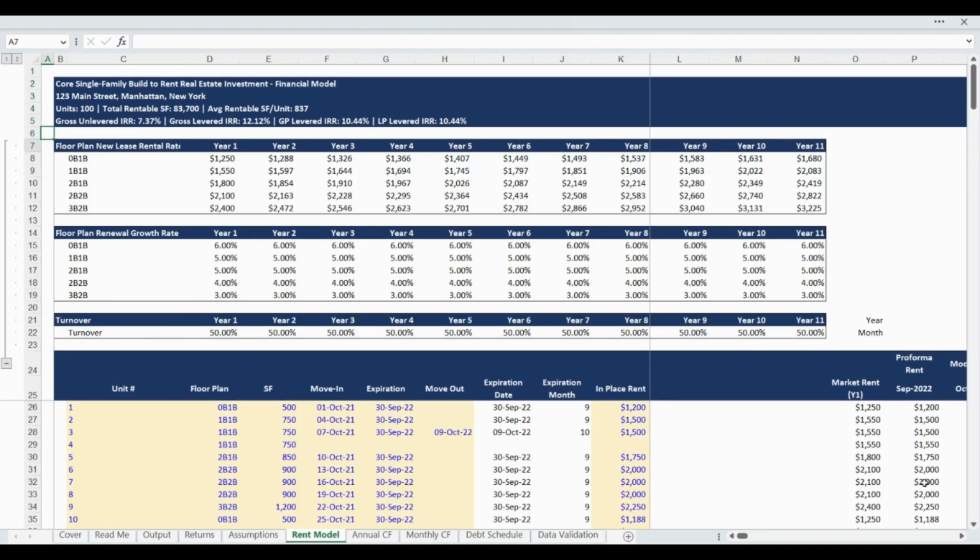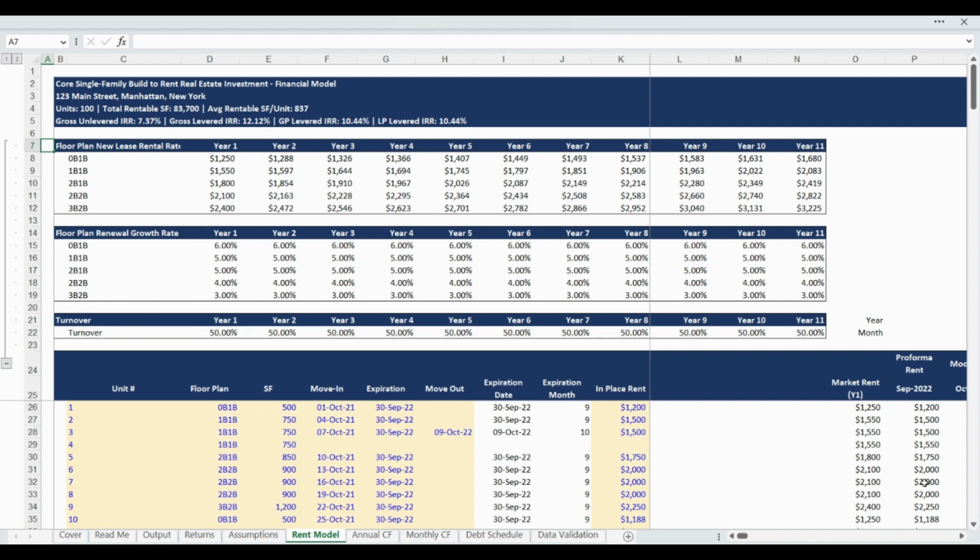The Rent Model tab contains the complex unit-by-unit rental revenue forecast model. To assist with organization and limit the amount of flipping back and forth between tabs, we have pulled all key rental forecast information into the top of this tab. This allows for quick formula auditing, as you have all pertinent information visible on one sheet.